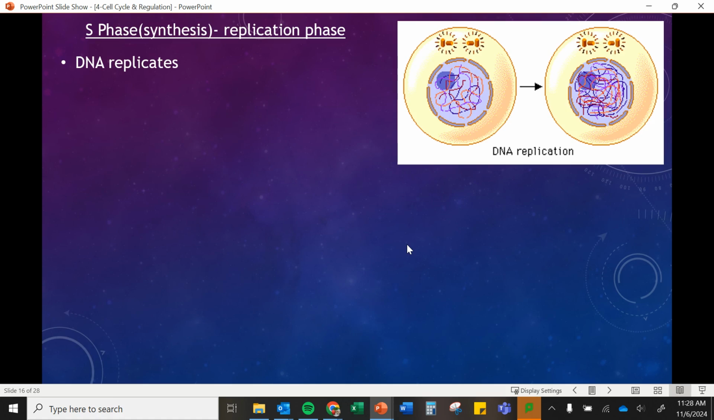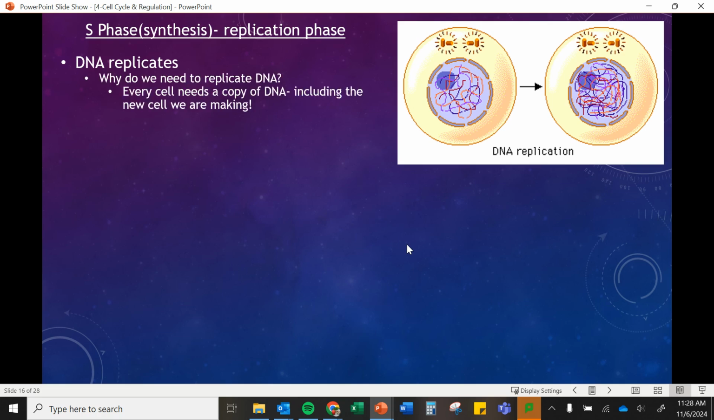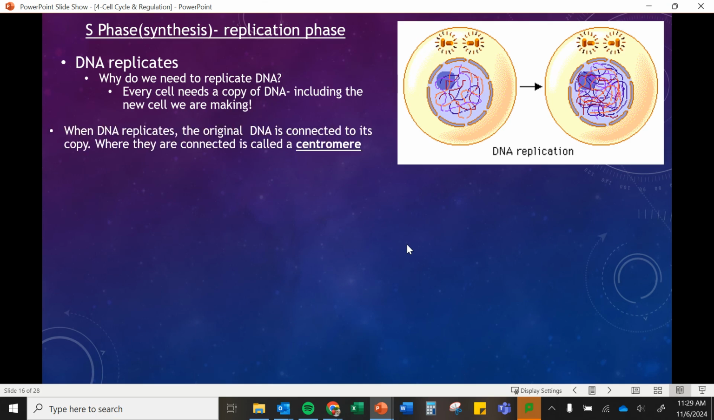This is where the DNA replicates, because we're eventually going to need 2 sets of DNA because we're going to have 2 cells. So every cell is going to have an exact copy of the DNA. Okay, so when DNA replicates, the original DNA is going to be connected to its copy, and where we connect them is called a centromere.